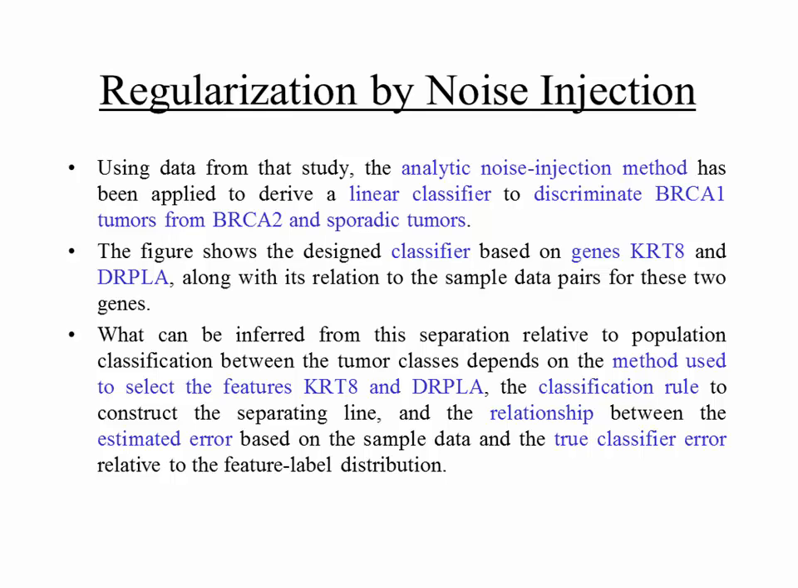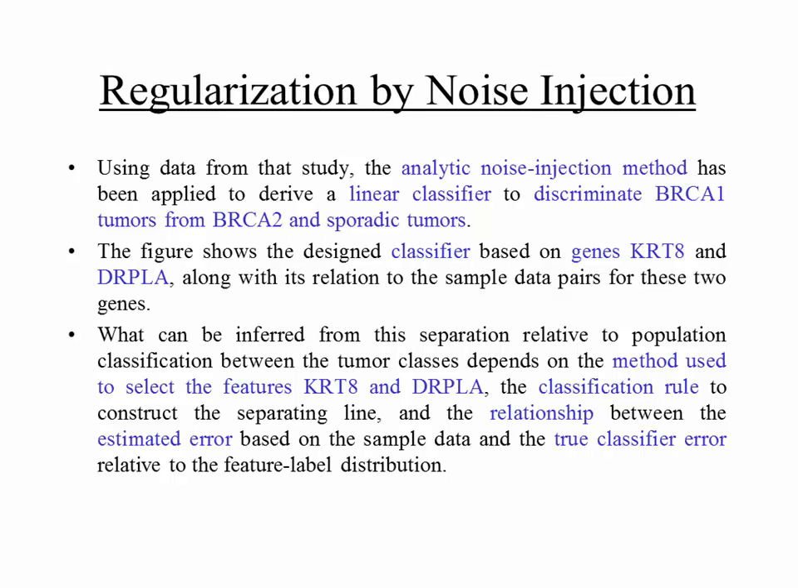So using data from that study, the analytic noise injection method has been applied to derive a linear classifier to discriminate BRCA1 tumors from BRCA2 and sporadic tumors. The figure shows the designed classifier based on two genes, KRT8 and DRPLA, along with its relation to the sample data pairs for these two genes. What can be inferred from this separation relative to population classification between the tumor classes depends on the method that is used to select the features KRT8 and DRPLA, and the classification rule to construct the separating line.